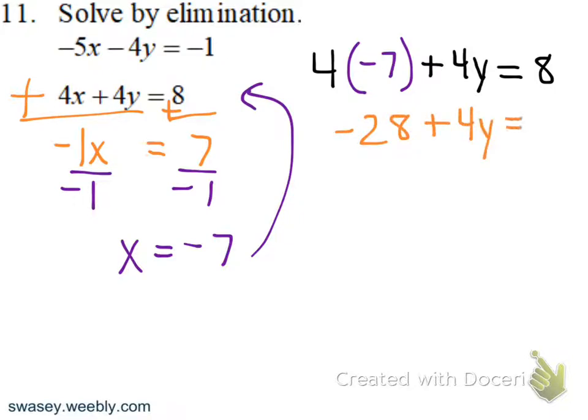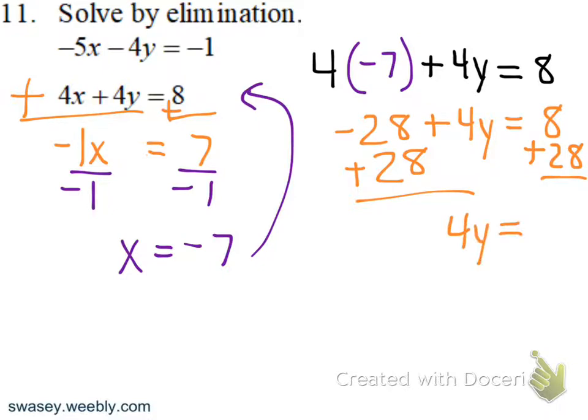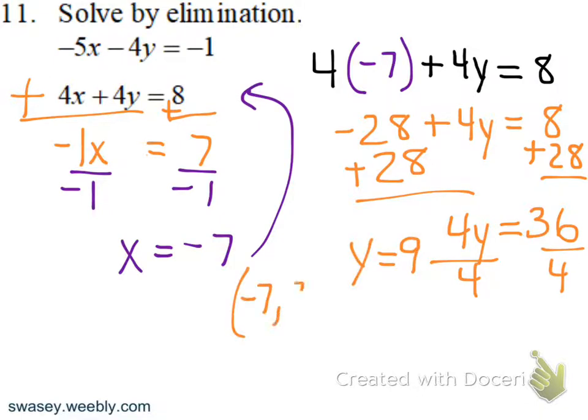Two-step equation from here. Add 28 to each side to get 36 on the right side. To get rid of multiplying by 4, divide by 4 on each side, and so y is 9. Put it together as an ordered pair, x, then y.